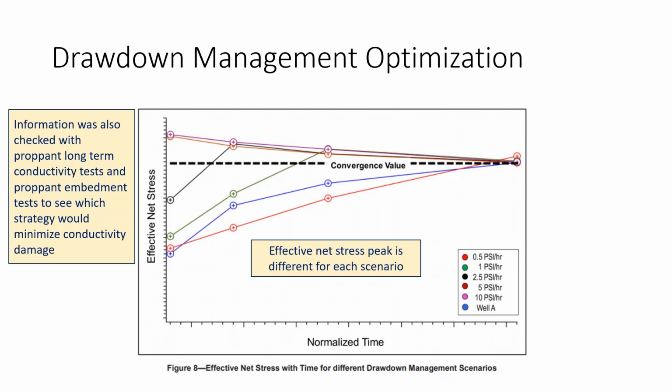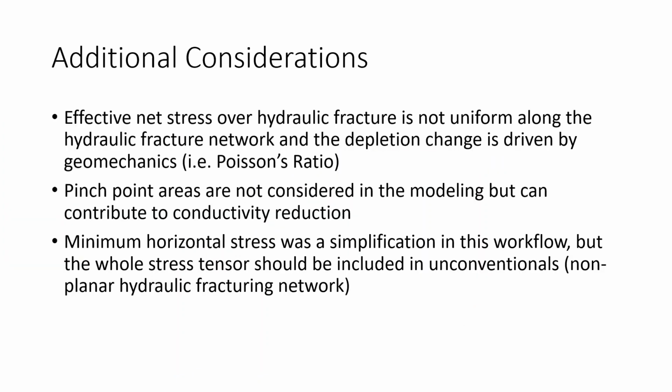Additional considerations that the paper talks about in developing this innovative workflow is that effective net stress over the hydraulic fracture is not uniform along the hydraulic fracture network, and the depletion change is driven by geomechanics, for example, Poisson's ratio. Pinch point areas are not considered in the modeling, but they can contribute to conductivity reduction, and that could close off the hydraulic fracture network.